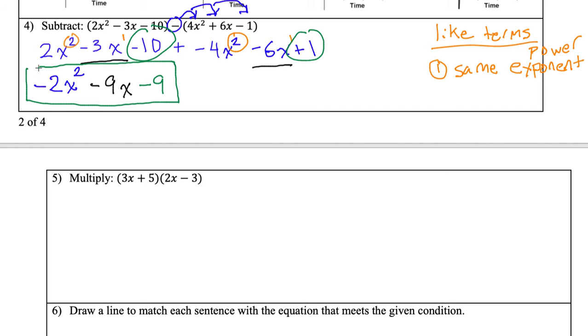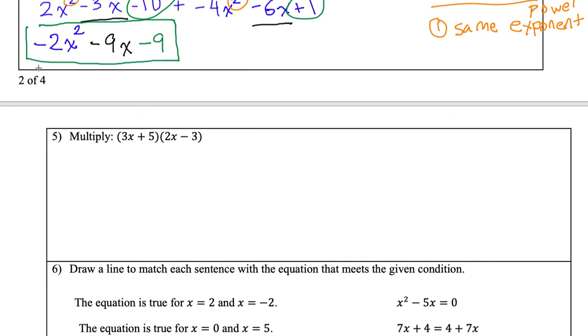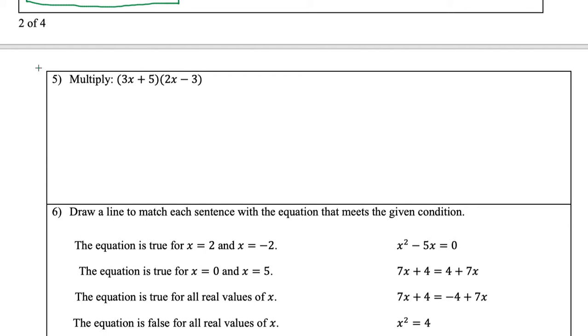All right. Number 5. Number 5 is multiplying. So there's 2 ways that I teach how to multiply this. You can either FOIL this. How many of you have heard of foiling? How many of you have heard of a tabular method, also known as an area model? I'll teach you the area model. It's the easiest way to do it.